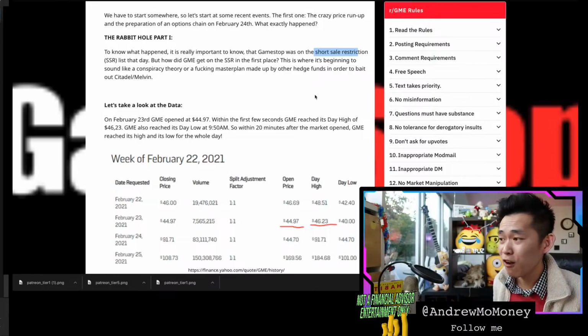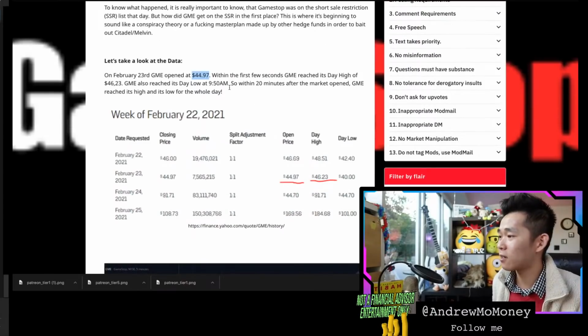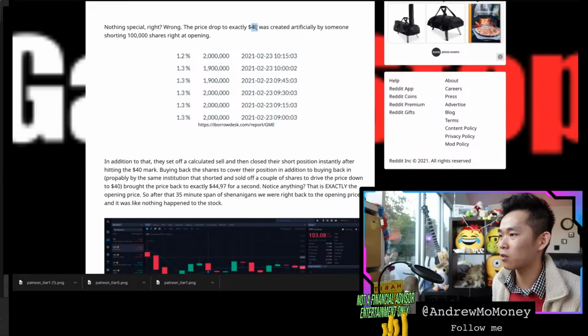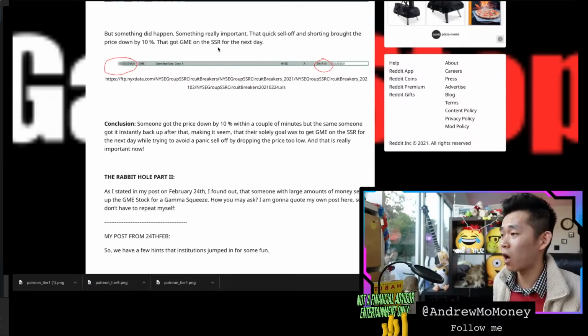So this was beef by a hedge fund or maybe an unknown institution where the price of GameStop was opened at $44.97 and it hit its low in the first 20 minutes and hit its high as well. So very suspicious, but doing this price drop to $40 was created artificially by someone shorting 100,000 shares right at open. And why would you want to do that? Well, this is a great way to be able to bring it onto the short sale restriction list, and that got GME on that list for the next day.